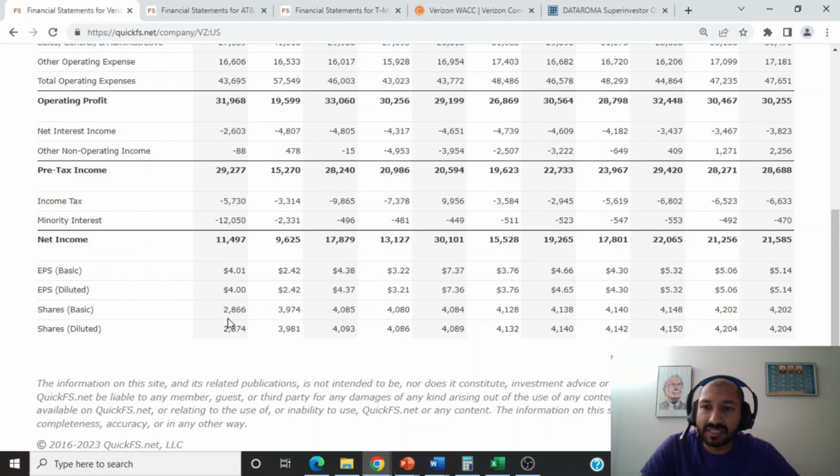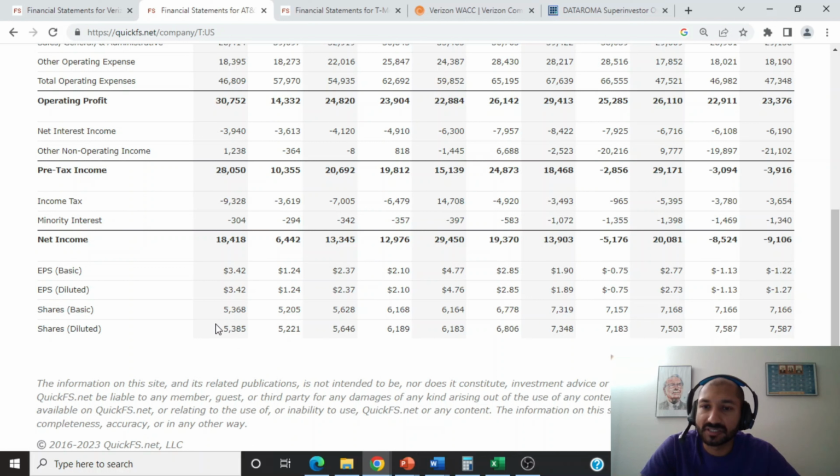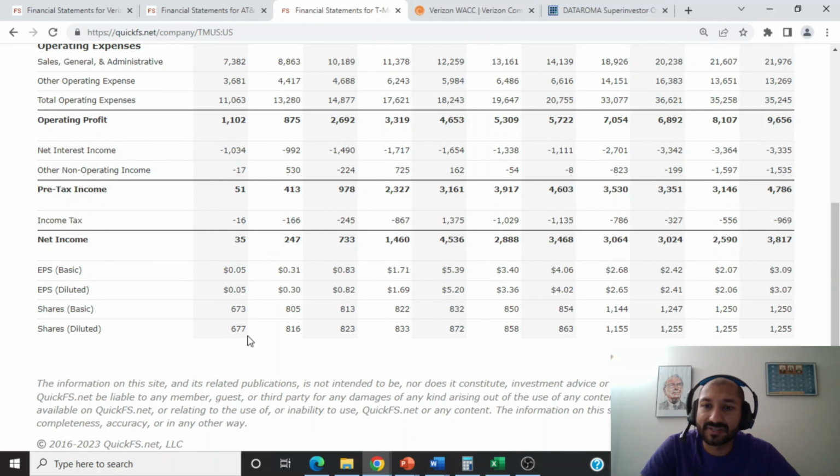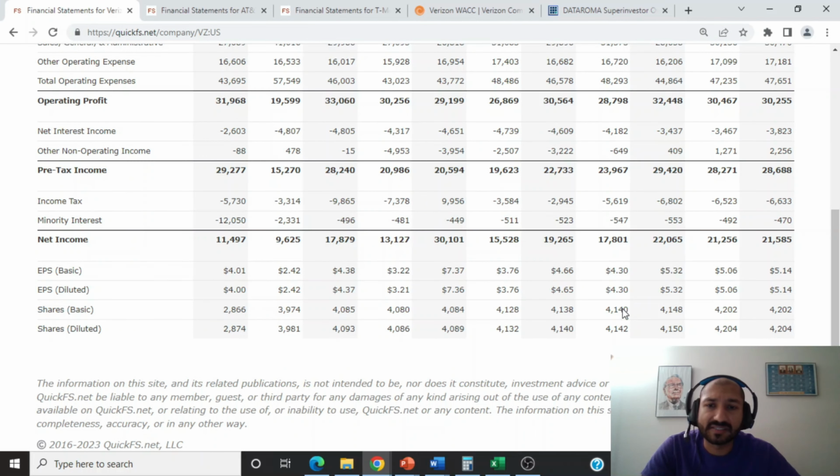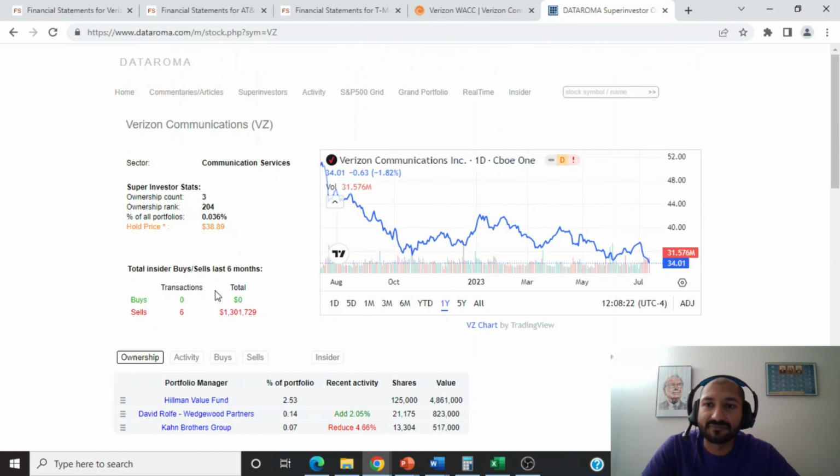Lastly, let's look at the company's shares outstanding numbers. Back in 2013, the company had 2.8 billion shares outstanding, and today the company has 4.2 billion shares outstanding. This goes to show that Verizon has been diluting the existing shareholders, and this is fairly common in the telecom sector, as we can see that AT&T has also diluted its shares from 5.3 billion back in 2013 to 7.6 billion in 2022, and T-Mobile has diluted its shares from 677 million in 2013 to 1.3 billion in 2022. So Verizon diluting its shares is not uncommon, as this is one of the ways that the management uses to finance its future growth.